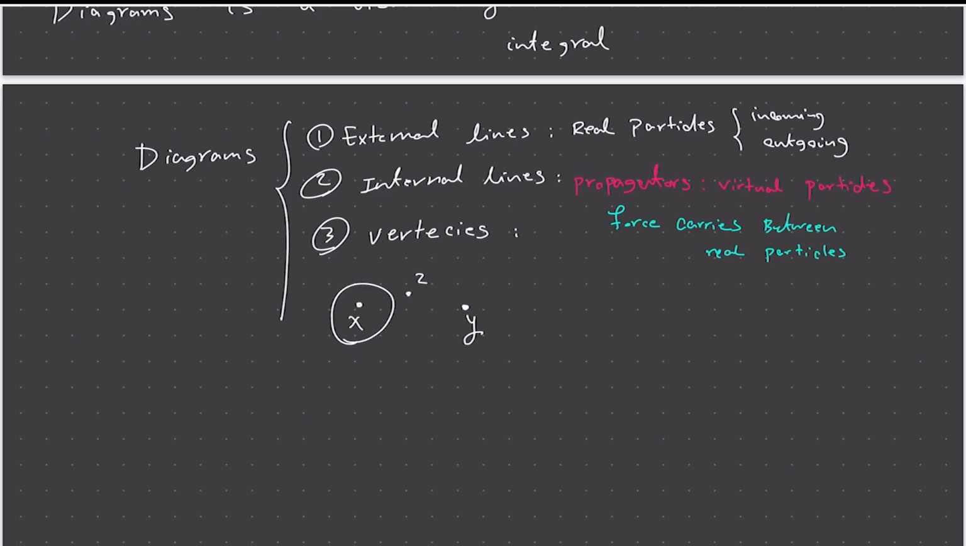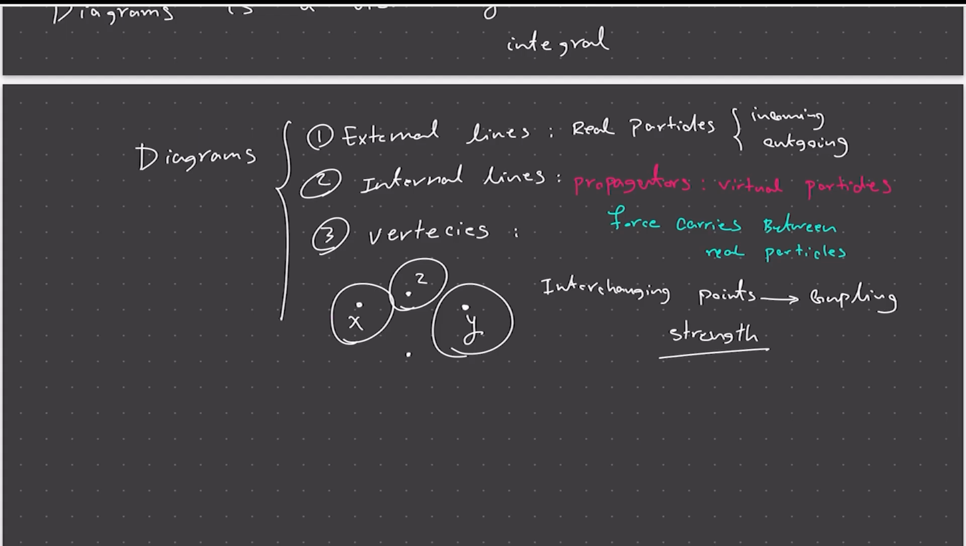So you can have external points. These external points, or external vertices, are where the real particles are incoming and outgoing. And then you also have vertices in between. So this could represent virtual self-propagating particles. But these vertices are interchanging points that represent the coupling strength. We will talk about these more. In general, these Feynman diagrams have these ingredients: external lines, internal lines, and a number of vertices.